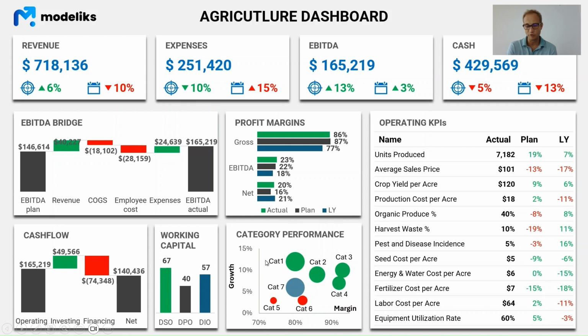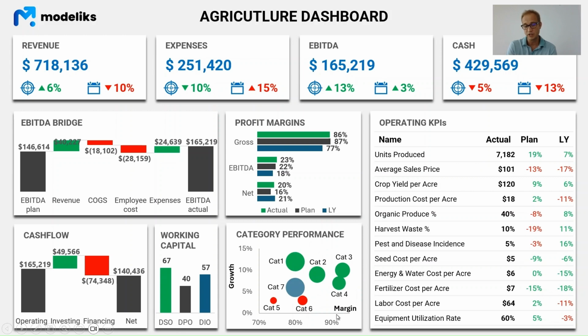On this bubble chart, for each category or for each product, we have the revenue growth on the y-axis, and we have the gross margin on the x-axis, and then the size of the bubble is the revenue that we generate from each product category. So very quickly we can see which products are performing very well.